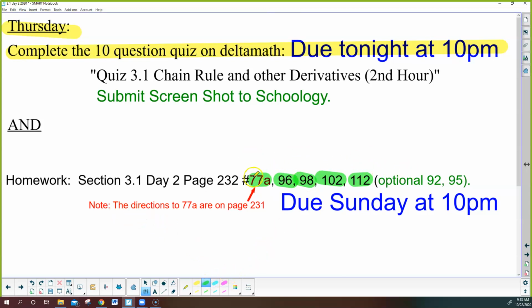The only other tricky part, 77A, the directions for that is on the page before. So you might look at it and think, well, what do they ask me to do? Turn the page to read the directions for that first problem.